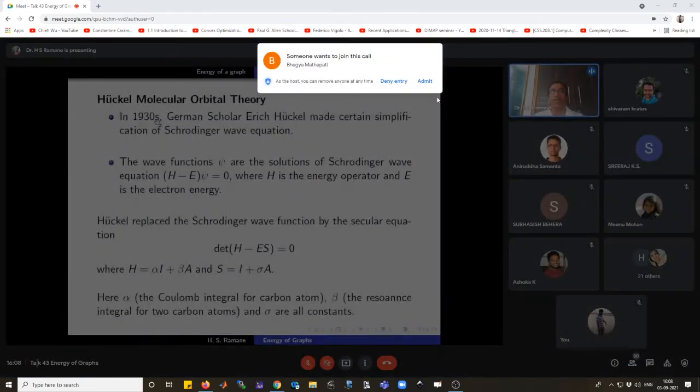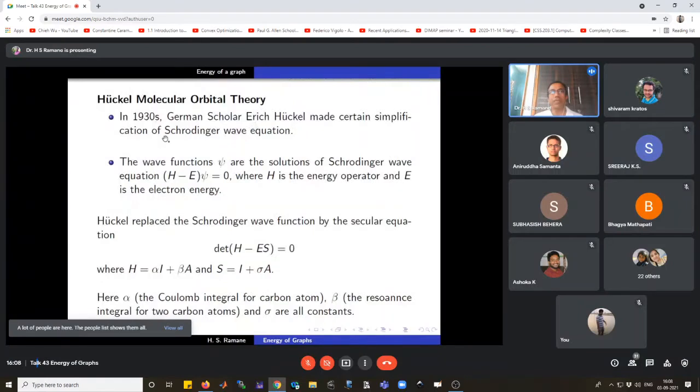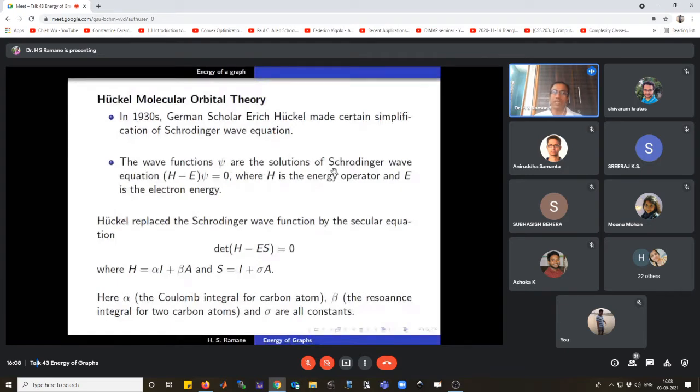In 1930, the German scholar Erich Hückel made certain simplifications of the Schrödinger wave equation. The wave function psi is the solution of the Schrödinger wave equation, that is (H minus E) psi equal to 0, where H is the energy operator and E is the electron energy level. So Hückel replaced this Schrödinger equation with the secular equation, the determinant of H minus ES.